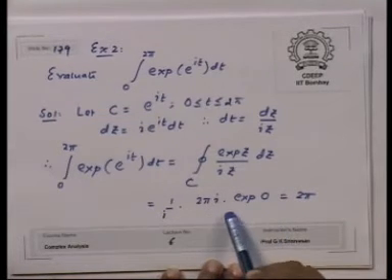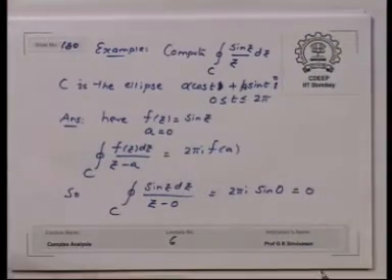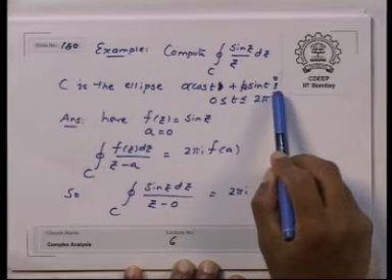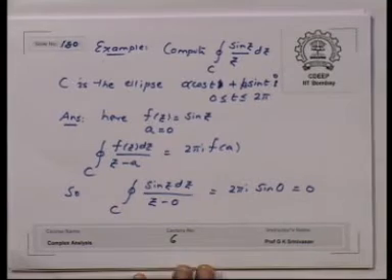So, it is 2 pi I times f of a, which is exactly this, and the I and I cancels out and you get 2 pi. Next example, compute integral of sin z upon z dz, where c is the ellipse alpha cos t plus beta sin t i, t runs from 0 to 2 pi. Once again, we have f of z equal to sin z, a equal to 0.